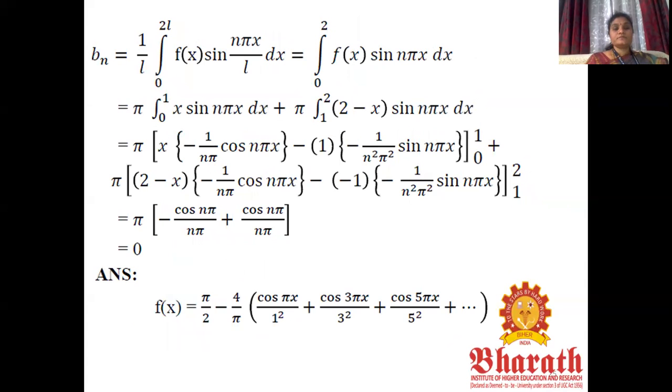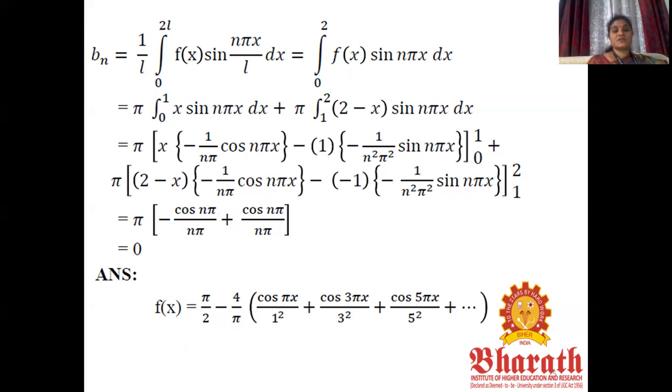Next one is bn. Bn is equal to, according to the formula, 1 by L integral over 0 to 2L f of x sine n pi x by L into dx. So substituting the value of L as 1, we get it as integral over 0 to 2 f of x sine n pi x into dx. Now again we are substituting the function as pi x and pi into 2 minus x.